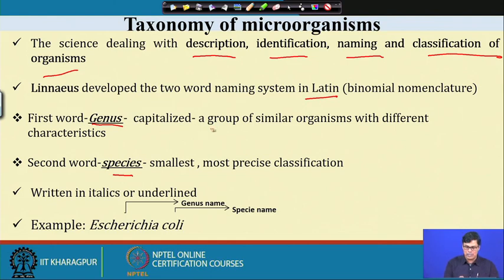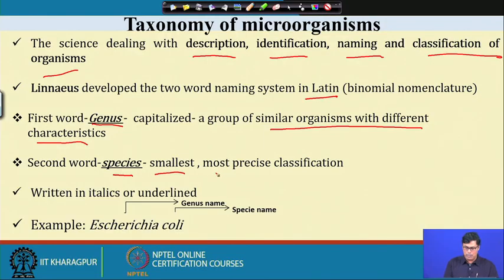Genus is a group of similar organisms with different characteristics. Here I want to point out, when we write genus, we always start with a capital letter, but when we write the species, we start with a small letter. Species is the smallest and most precise classification. So this is the basic difference between genus and species.